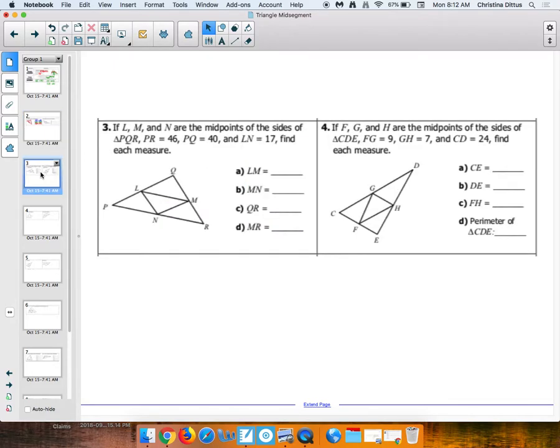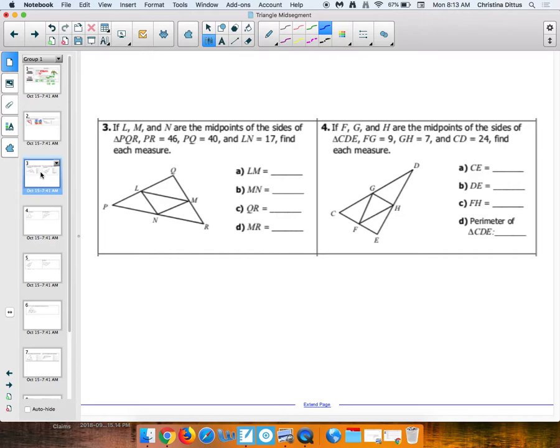Alright. Now we're going to talk about lengths. First off, we've got midpoints. L, M, N. They're midpoints, obviously, because we're talking about mid-segments. So it's going to work out. I don't think there's ever an instance where you're not given midpoints. So just roll with it.